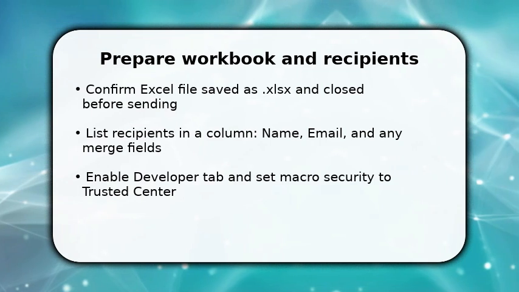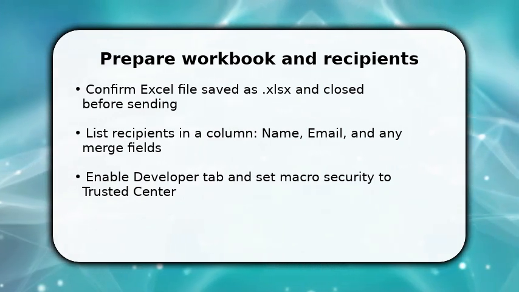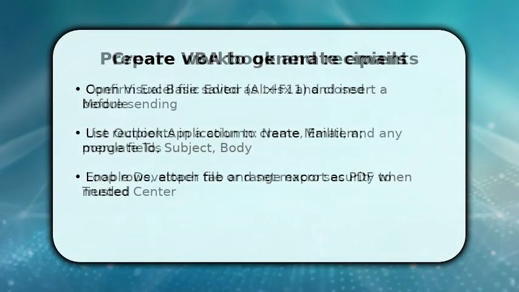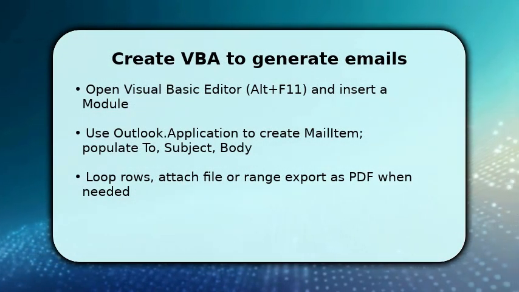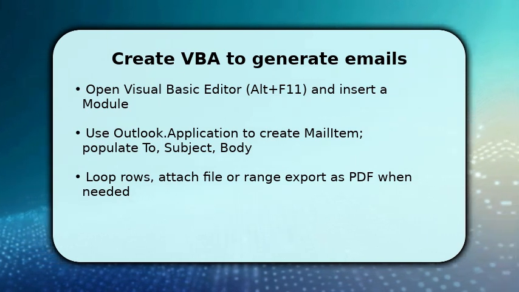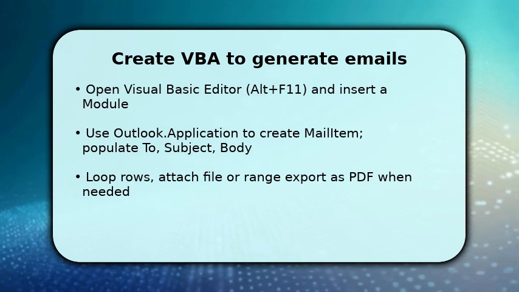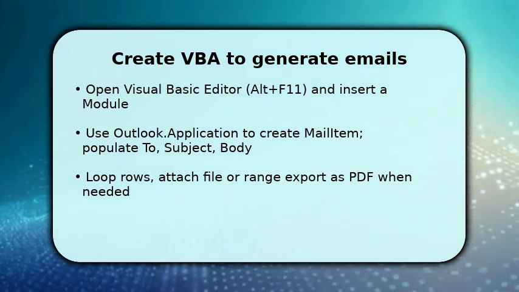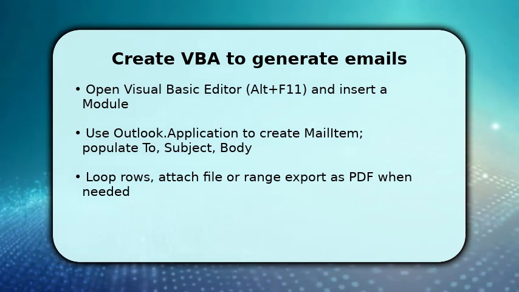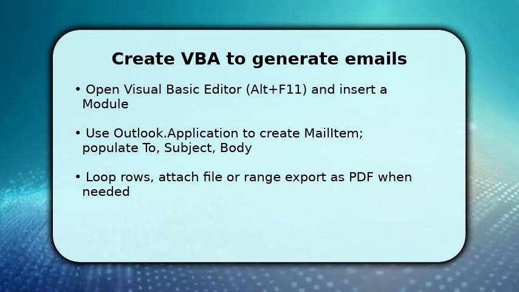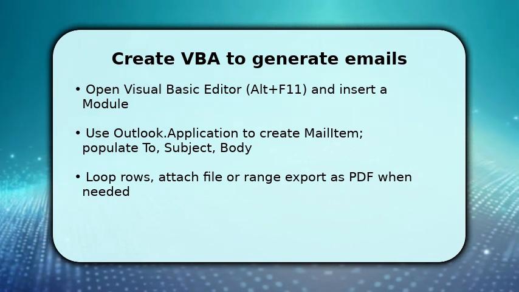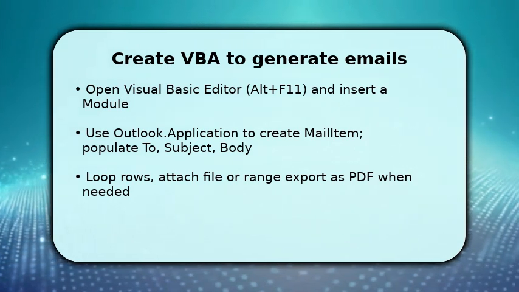Now, you are ready to start writing the routine that pulls rows and prepares messages. In the Visual Basic editor, insert a new module and begin a procedure that instantiates Outlook.Application. You will loop through each row of your recipient list, build a personalized subject and body using merge fields, and use MailItem.To to assign recipient addresses. If you need attachments, export the relevant worksheet or range to PDF first and attach that file. Make sure to include error handling, so the macro skips blank or malformed emails and logs successes as it runs.